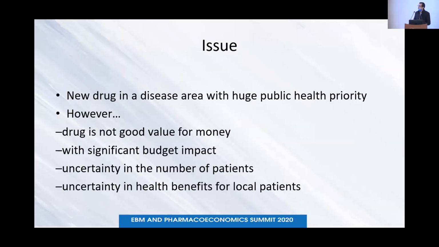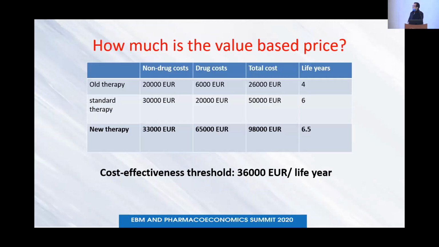The new drug is in a disease area with a huge public health priority. However, we have a drug which is not good value for money. However, we have a drug with significant budget impact. We have uncertainty in the number of patients. We have uncertainty in the health benefit. As I said, we have very early clinical trial data, and based on extrapolation, there is uncertainty in health benefit. How to solve this exercise?